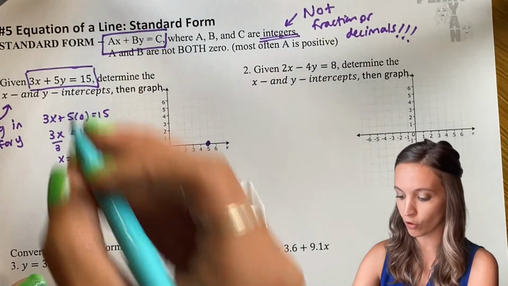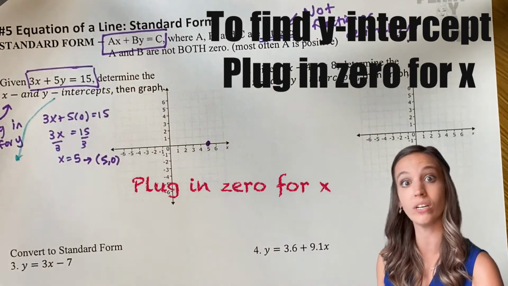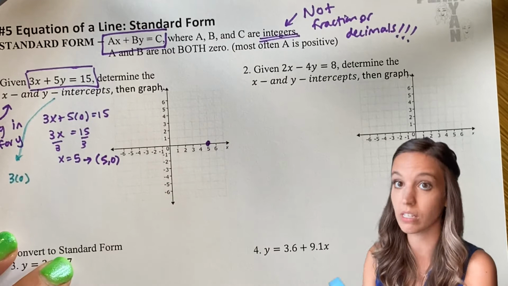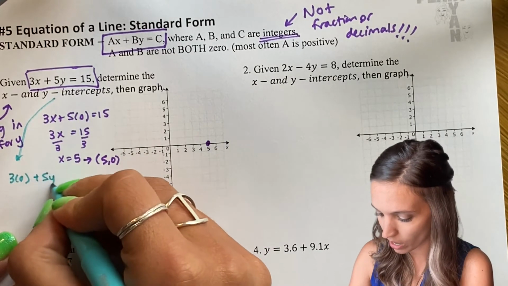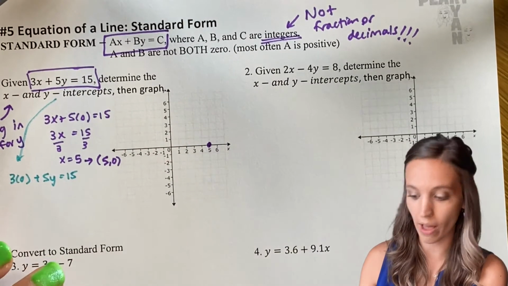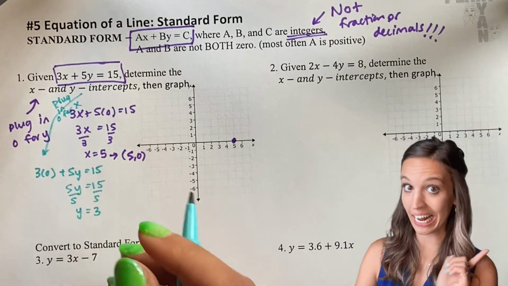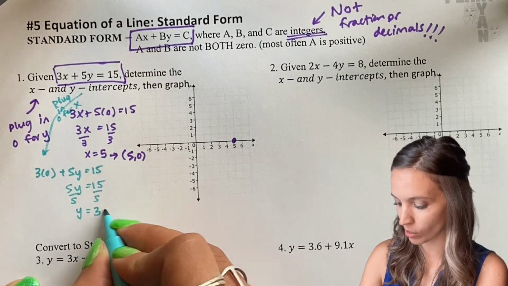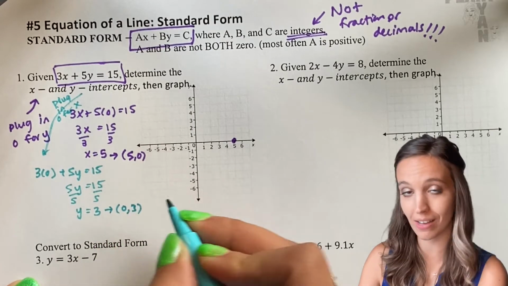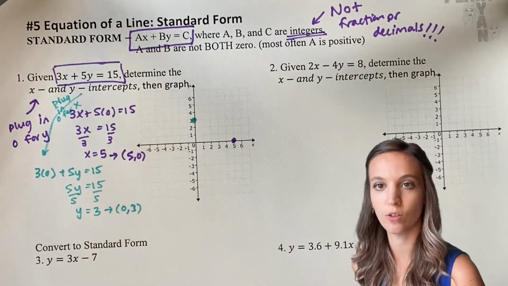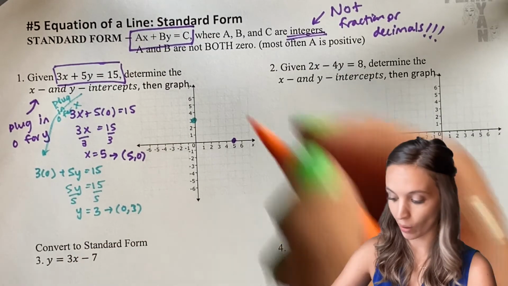I'm going to do the same thing for the y, but to find the y-intercept, I'm going to set x to 0. So 3 times 0, because now x is 0, plus 5y equals 15, and I'm just going to solve for y. Okay, I got y equals 3, and yet again, it's a y-intercept, so it's a point, so I'm going to make sure to write it as 0, 3, because I set x equal to 0, so that's why that coordinate's 0. Okay. So I have my y-intercept 0, 3. I went ahead and plotted it.